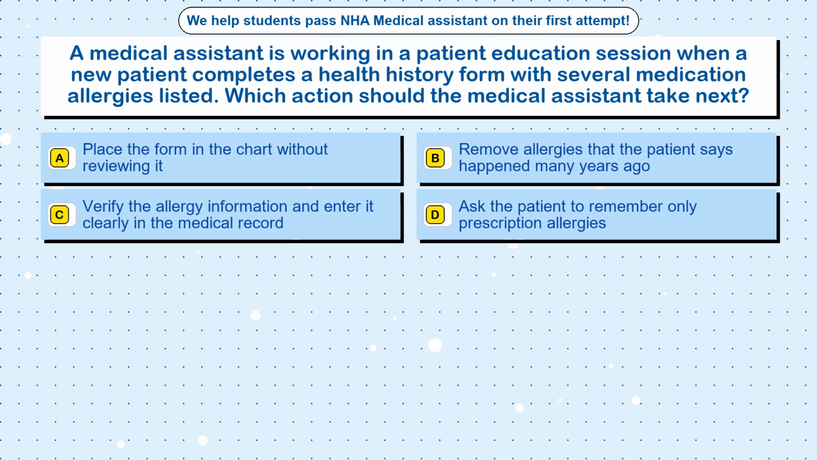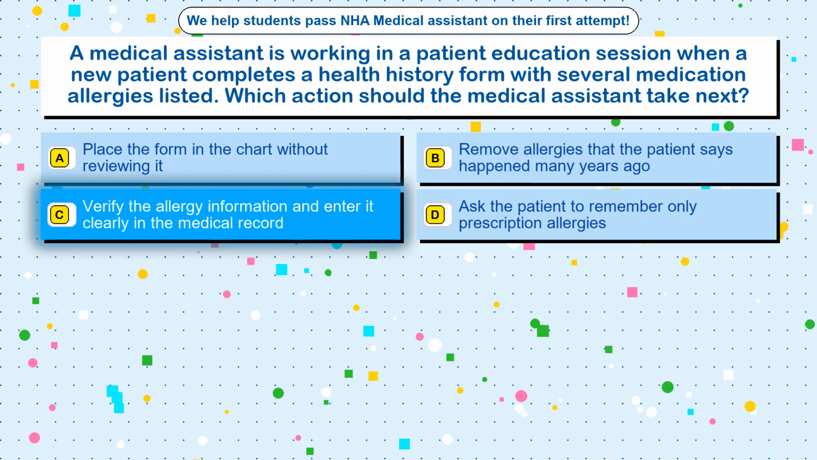Question 69. A medical assistant is working in a patient education session when a new patient completes a health history form with several medication allergies listed. Which action should the medical assistant take next? Option A. Place the form in the chart without reviewing it. Option B. Remove allergies that the patient says happened many years ago. Option C. Verify the allergy information and enter it clearly in the medical record. Option D. Ask the patient to remember only prescription allergies. The correct answer is option C.